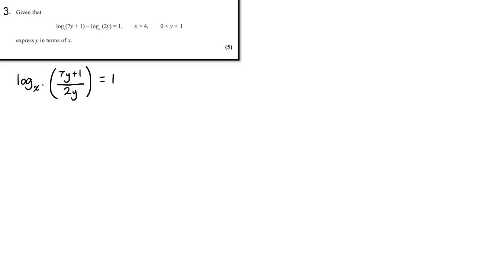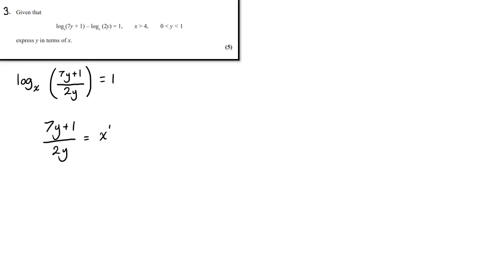And on the left-hand side, when we anti-log a logarithm, they essentially just cancel out. So the logarithm cancels, and I get left with this expression: 7y plus 1 over 2y. And on the right-hand side, like we just said, this would be x to the power of 1. We don't need to write the power of 1, but I will write it here just to make it clear what's happened to this one. So that's x to the power of 1. And we're looking to express y in terms of x here.